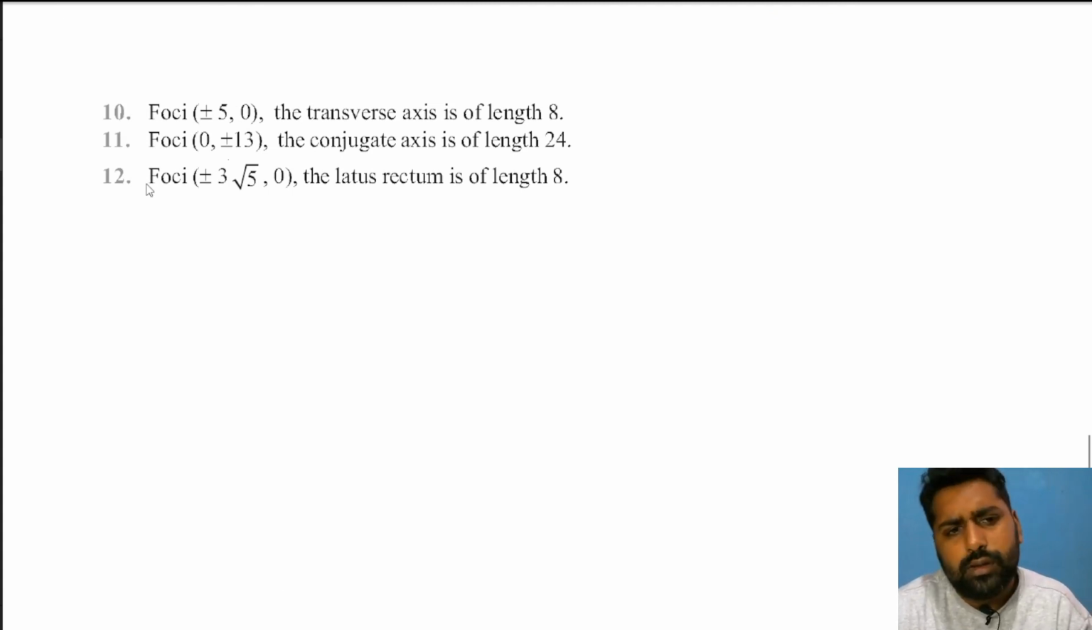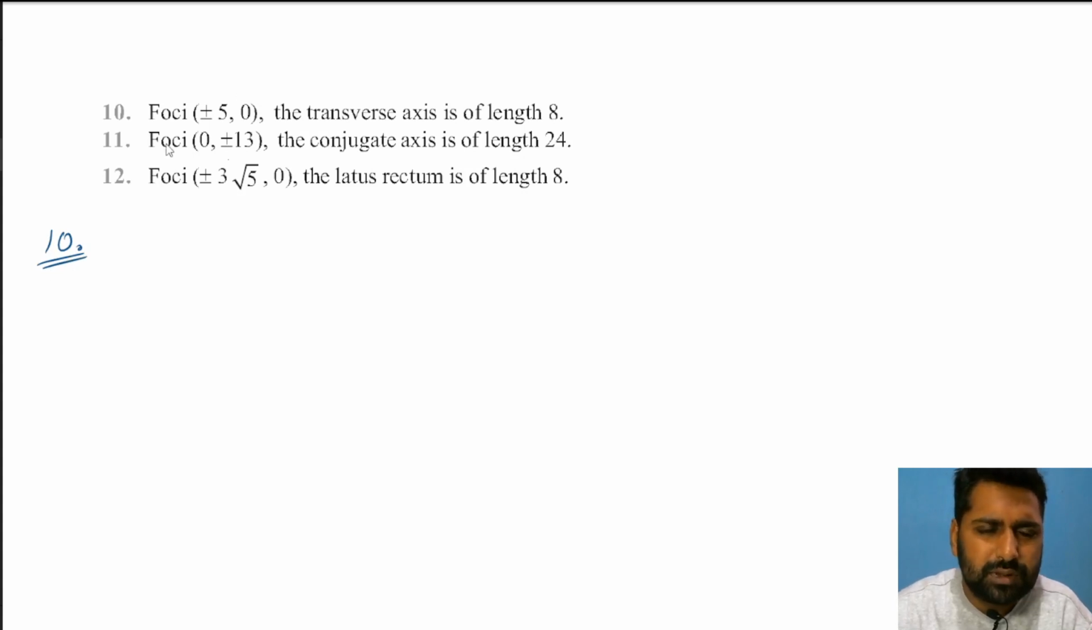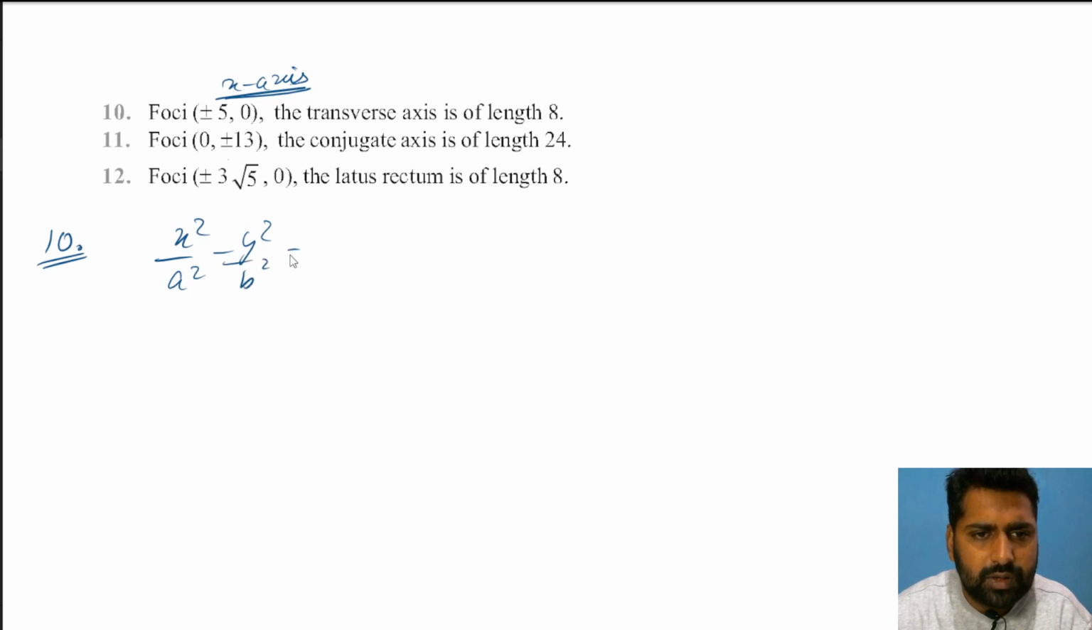Again, 10th question. I'll not draw it now because we want to do this as quickly as possible in objective. So focus is at (5, 0). First of all, it's on the x-axis, that means your hyperbola is also on the x-axis. So we'll use the equation x square by a square minus y square by b square equal to 1. Focus is c, so c is 5.